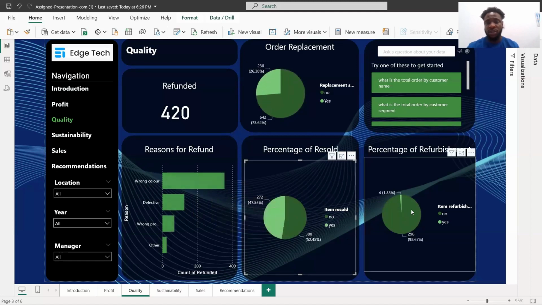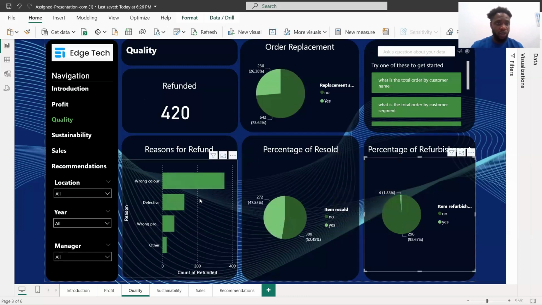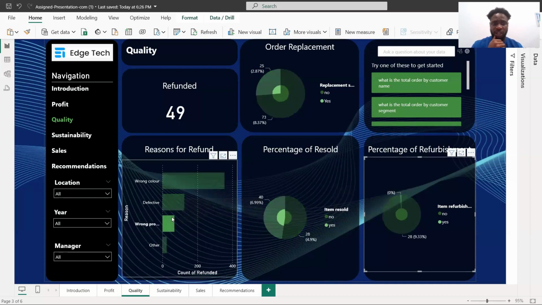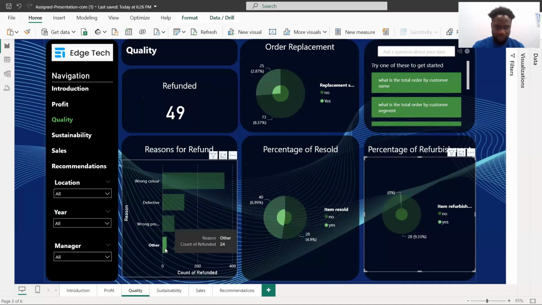If you go to our place, you'll see the percentage of refurbishment. We had a very low rate of refurbishing, and this is something that EdTech needs to work on. You could also see that the amount of items sent back for wrong products was just 49, so this is something we can actually work on and reduce the rate for. Also, for other reasons, it is just 17.